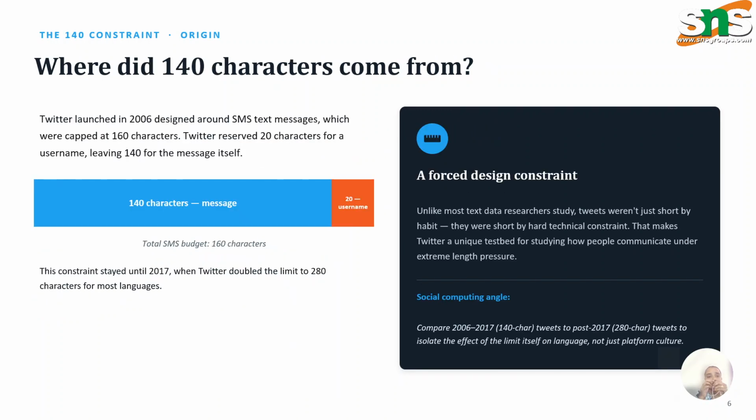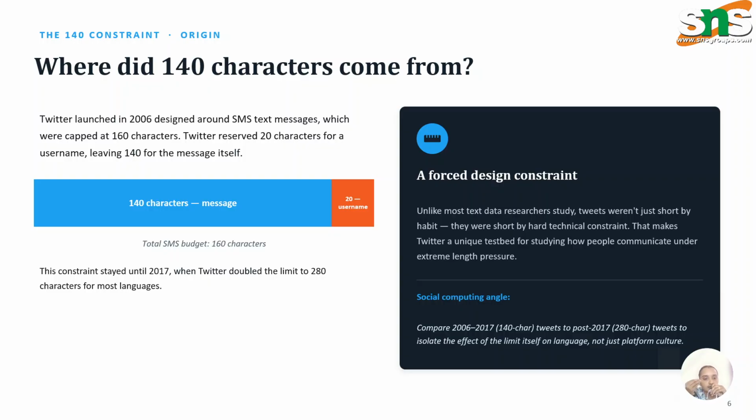So next one, where did 140 characters come from? Twitter launched in 2006, designed around SMS text messages, which were capped at 160 characters only. Twitter reserved 20 characters for a username, leaving 140 for the message itself. So of the 160 characters, 20 is the username.